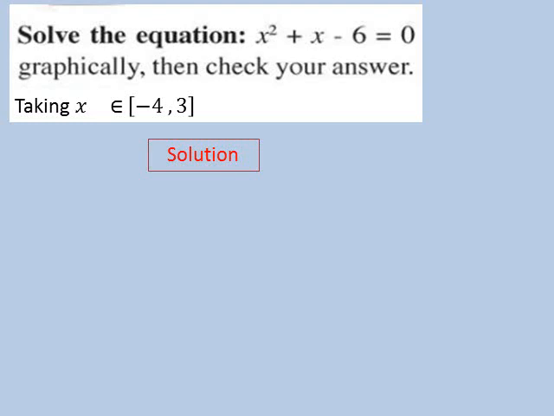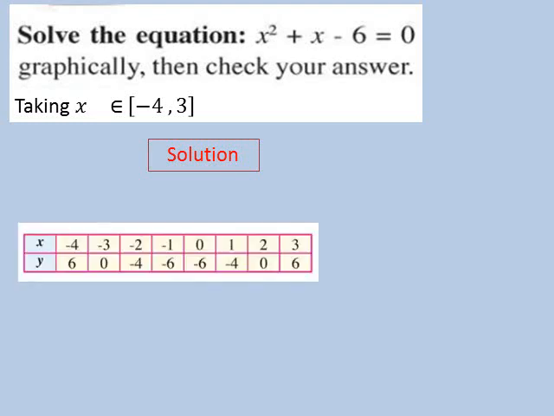It will give you start, which is the start of the interval. You will write -4. Then end, the end of the interval, which is 3. Then we will press equal, give the step, and it is always 1. Then press equal. The following table will appear. You will write it.